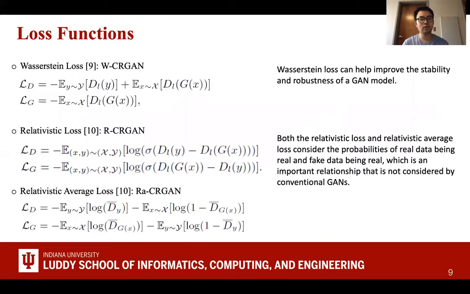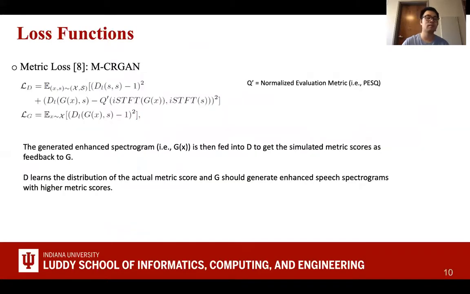So the loss functions we use include the Wasserstein loss, as it has been reported to help improve the stability and robustness of a GAN model. We also include the relativistic loss and the relativistic average loss, because both of them have been reported to bring additional information to the GAN model and help the system's performance.